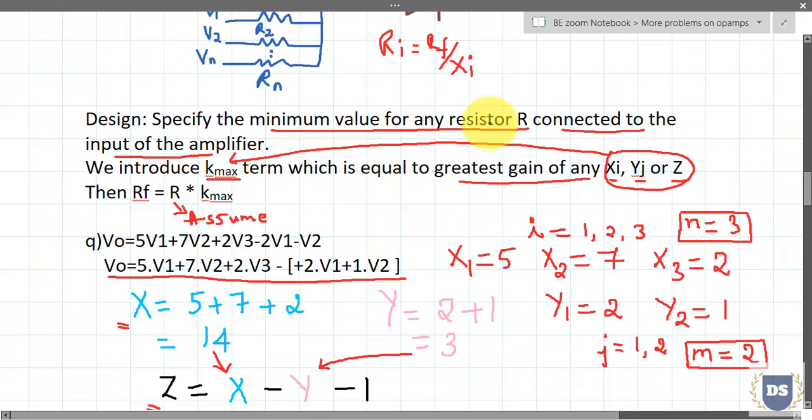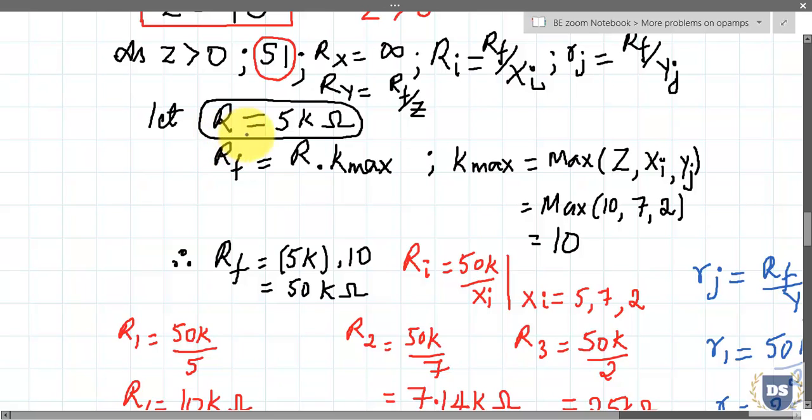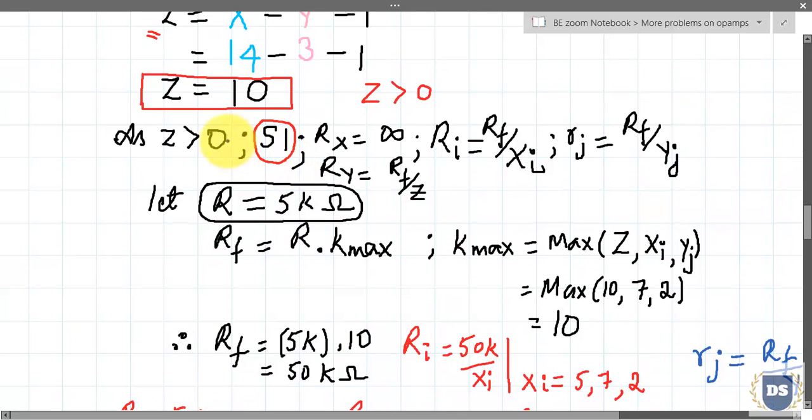So as per the design, we will specify the minimum value for any resistor R connected to the input of the amplifier. Keeping that in mind, let capital R be equal to some nominal resistance equal to 5 kilo ohm, and we know that feedback resistance is equal to R into K max, the maximum value among the Z variable, Xi variable and Yj variable, and the value of Z that we have got in this case is 10. So I'll be substituting 10 in the place of Z.